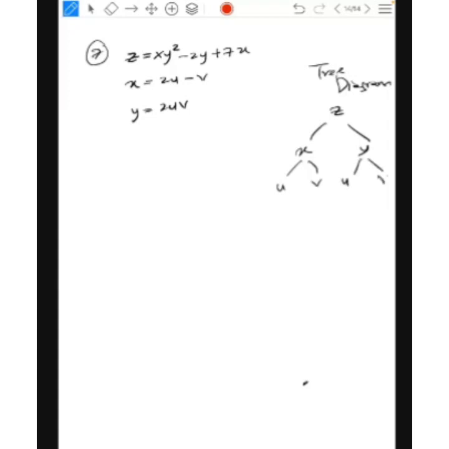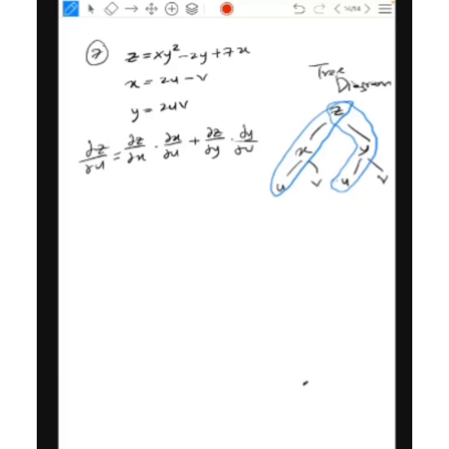So if the question asks you to find ∂z/∂u, you only have to look into the chain that connects z and u. So z and u are here. Omit the v, just ignore the v. That's why I say even if there are 100 variables there is no problem, because you only have to look into that one variable, the others you just ignore. So ∂z/∂x times ∂x/∂u plus ∂z/∂y times ∂y/∂u.